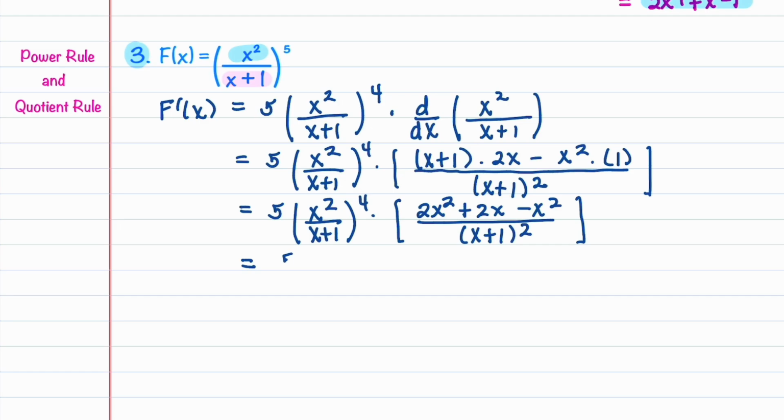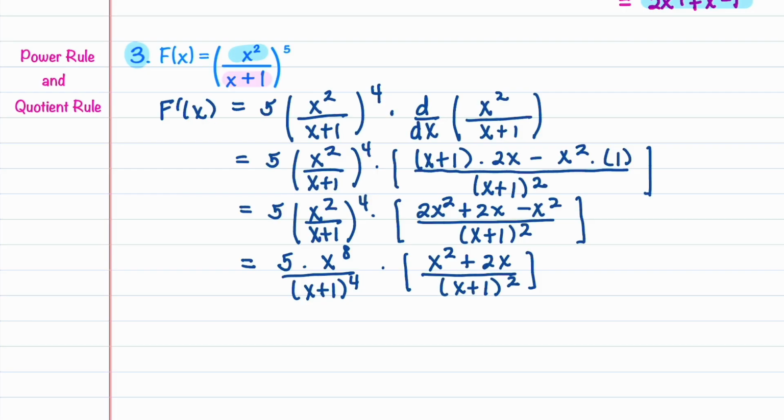So we're going to write this as 5 times x squared to the fourth. You just take the exponents and you multiply them. So 2 times 4 is 8. And then in the denominator, we have an x plus 1 to the fourth. And then for our second piece, we have 2x squared minus x squared. So that's x squared plus 2x, all divided by x plus 1 squared.